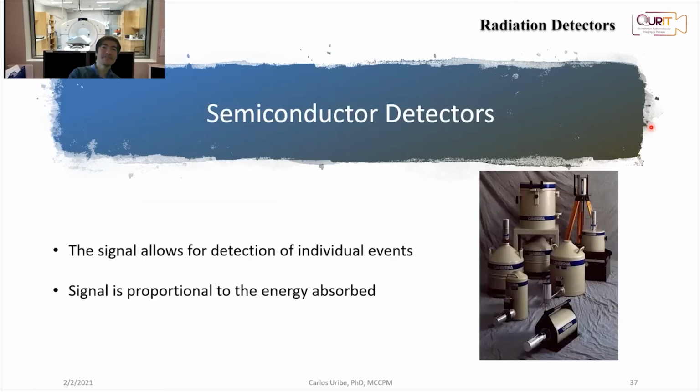Now, the signal from these detectors allows for the detection of individual events, and the amount of signal that we collect, that pulse of energy, is proportional to the energy absorbed. So if there's a higher energy photon or a lower energy photon, we'll see a difference in the electric pulse that it generates.